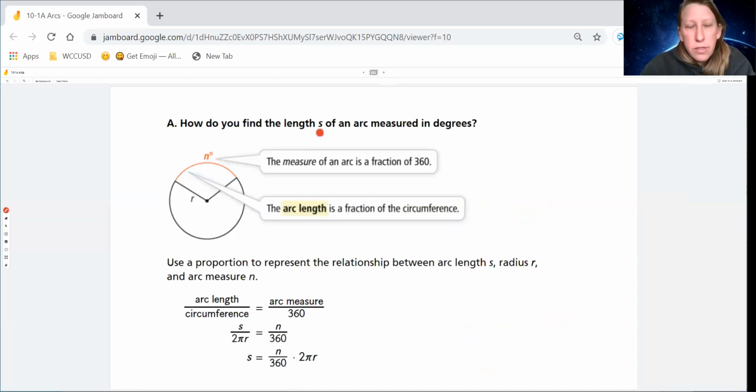Here's what this looks like. It's just another way to write it. So if we want to find the length of S, the arc length, it's a fraction of 360. The arc length is a piece of the total circumference. And this is the formula we were just looking at. It's the measure of the angle over 360, the fraction of the circle that you want, times the circumference. You could set it up as a proportion too. So arc length out of the circumference is equal to the arc measure out of 360.